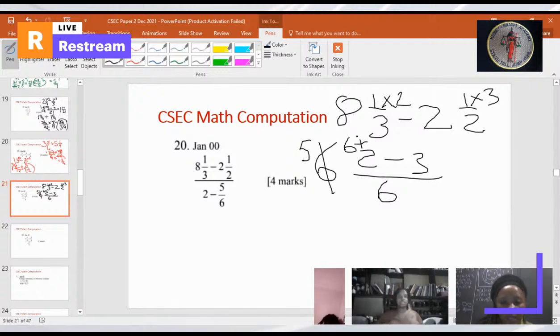So we have 8 minus 3, which gives 5. And we put back our number. So that's the answer for the numerator. How about the denominator? So we had 2 minus 5 over 6.